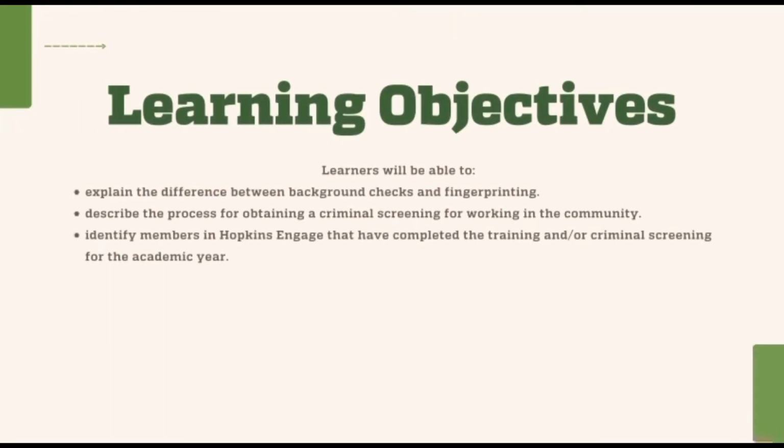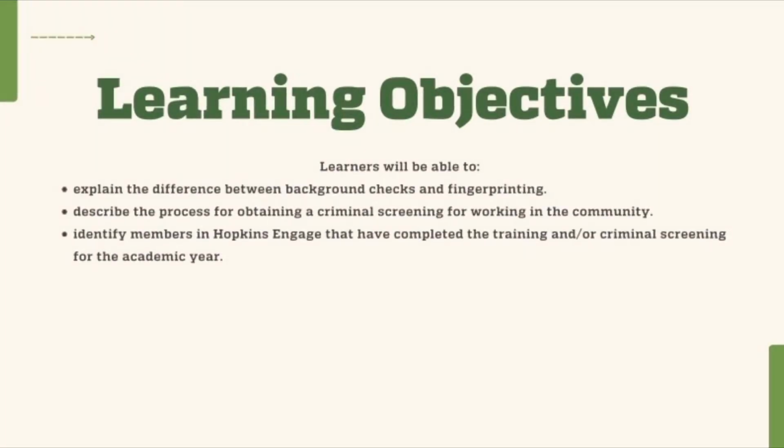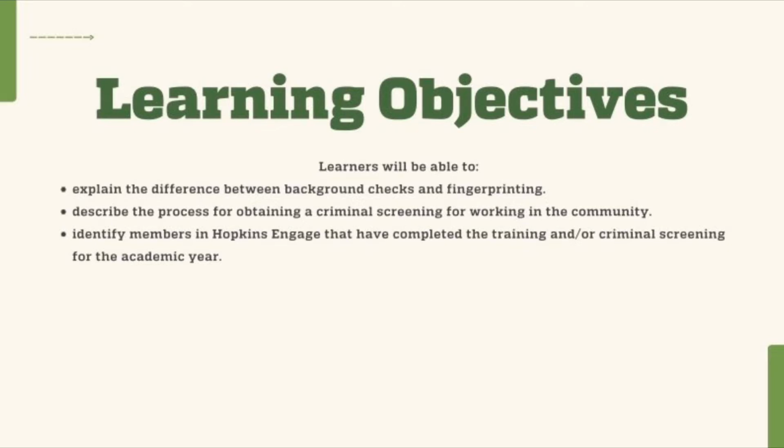The following objectives will be covered by the end of these presentations. The learner will be able to explain the difference between background checks and fingerprinting, describe the process for obtaining a criminal screening for working in the community, and identify members in Hopkins Engage that have completed the training and/or criminal screening for the academic year.